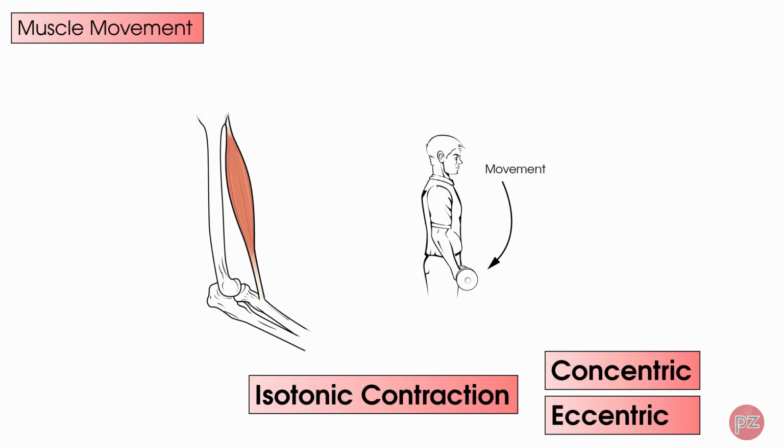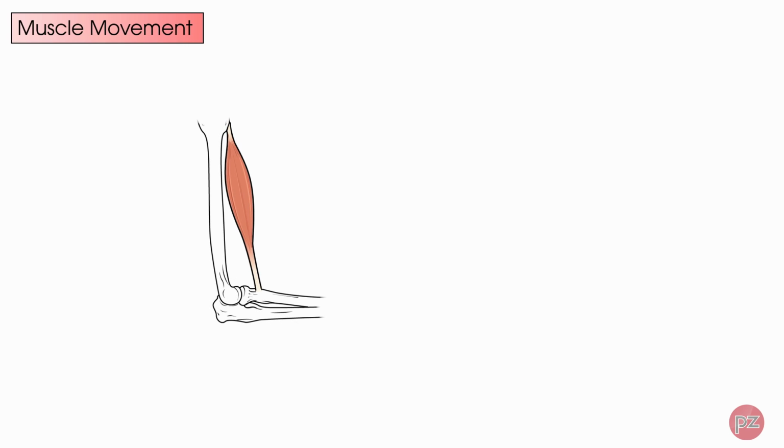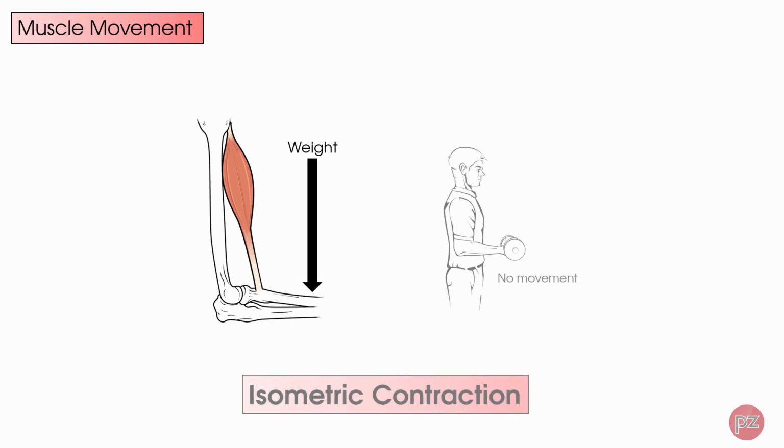The second type of contraction is called isometric contraction. That's where our muscle remains static, so there's no movement. And this is when the contraction and the load are of equal force. So the muscle is unable to shorten or lengthen, but it is still contracting. So that is isometric contraction and isotonic contraction.